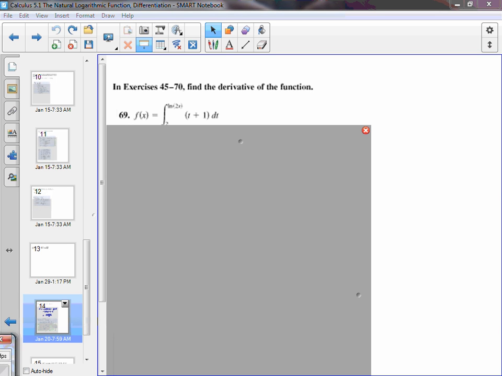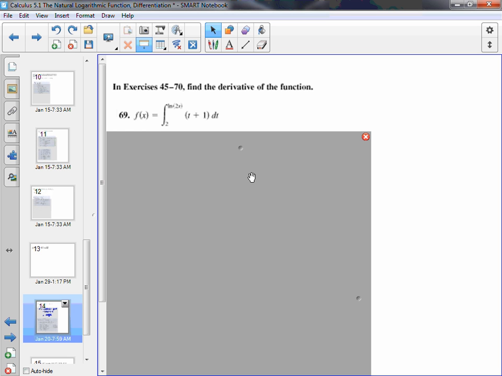Let's start with number 69 on page 330. It says find the derivative of the function. We have f of x equals the integral of. Okay, so it's a function defined as a definite integral, and we're going to find its derivative. What theorem are we going to use? Second fundamental theorem of calculus.